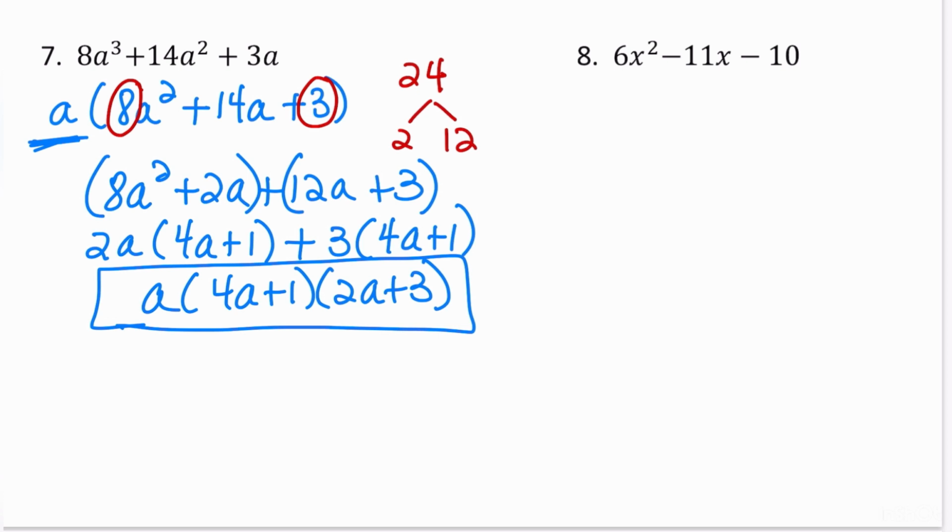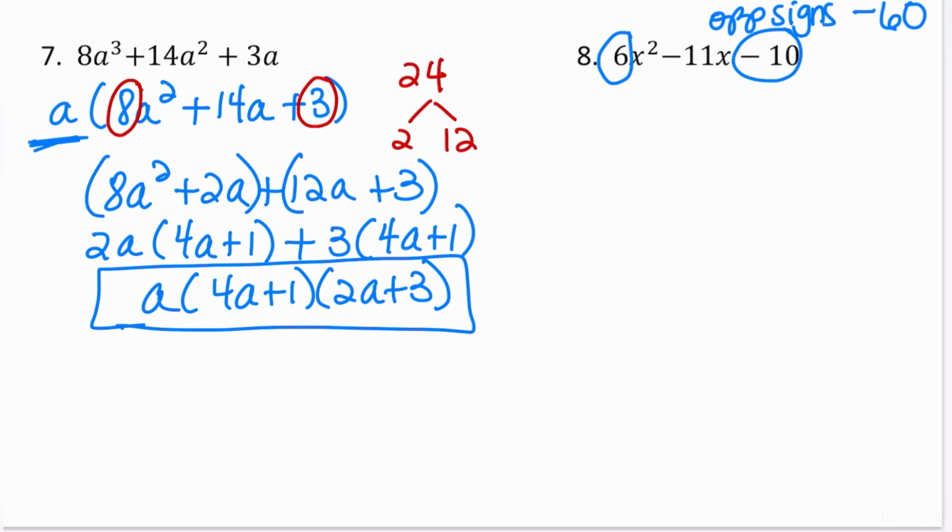In question number 8, I don't have a GCF in the very beginning, so I'm going to multiply positive 6 times negative 10, which is negative 60. I'm looking for opposite signs, so something that's going to multiply to give me negative 60, and it's going to add to give me negative 11, which really means it's going to subtract.